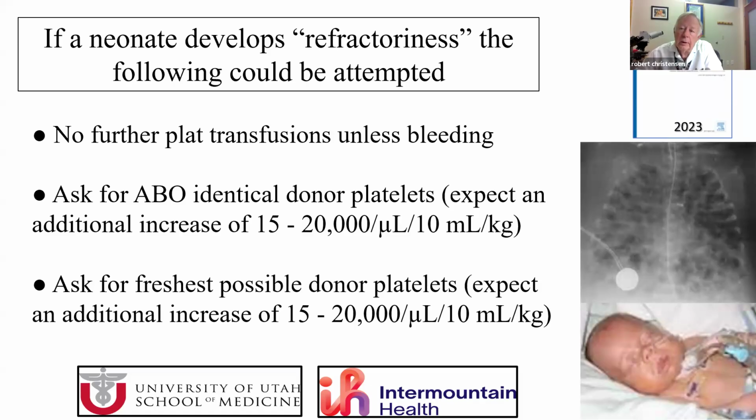I don't really know how it works in Australia, but in the United States, we rarely pay attention to the ABO compatibility between the donor platelets and the recipient's platelets. But our blood bank will work with us on this. If we have a baby that's refractory and we want to give them more platelets, we're asking for ABO identical and they're giving them to us when they possibly can.